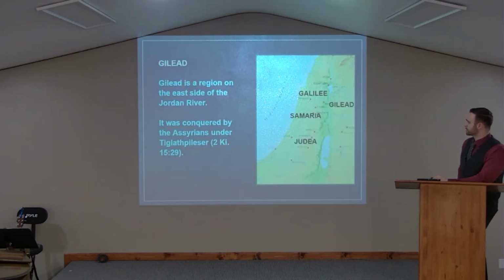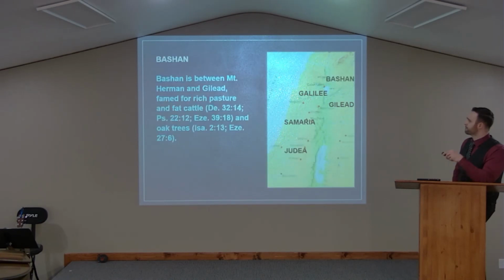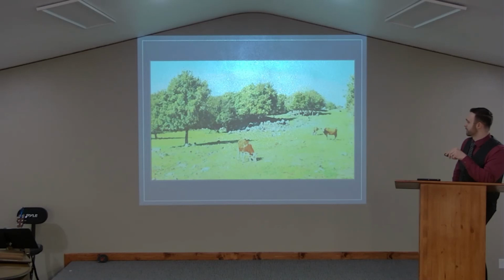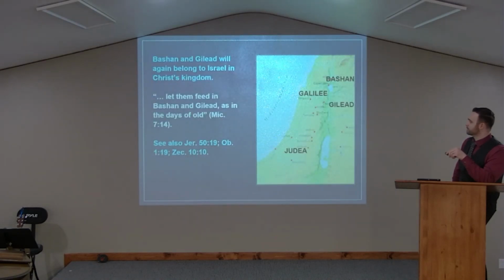Gilead is over here to the east, on the east of the Jordan River. And then up here to the north we have Bashan, which is mentioned in Deuteronomy, Psalms, Ezekiel, famed for rich pasture and fat cattle. Here's some of them, 3 of them. And all these areas are going to, again, belong to Israel during Christ's kingdom.